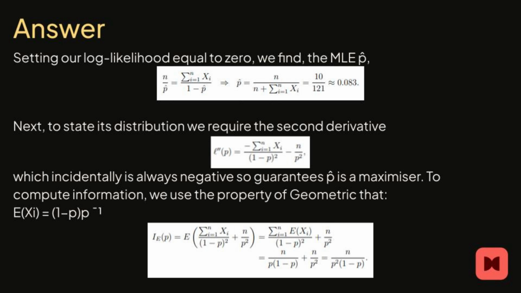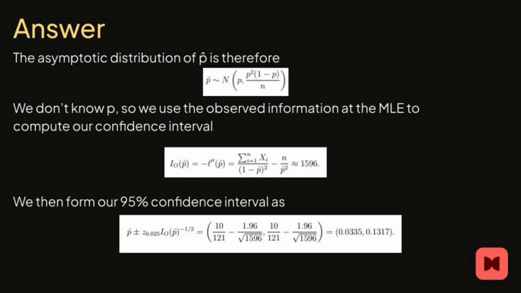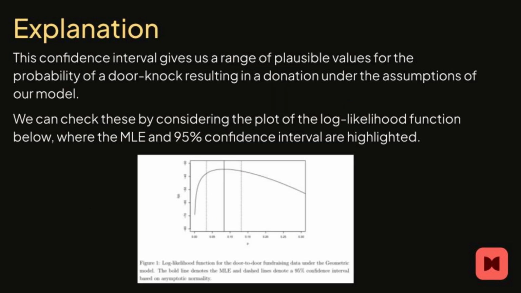To compute the expected information, we use the fact that the expected value of xi is (1 minus p) over p. The MLE is asymptotically normally distributed with mean p and variance p squared times (1 minus p) over n. Since we don't know p, we use observed information at the MLE. This gives us an approximate confidence interval of 0.0305 to 0.1317. We can validate our findings by plotting the log likelihood function.